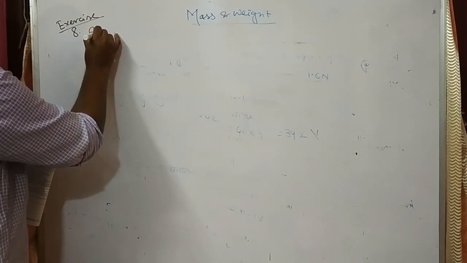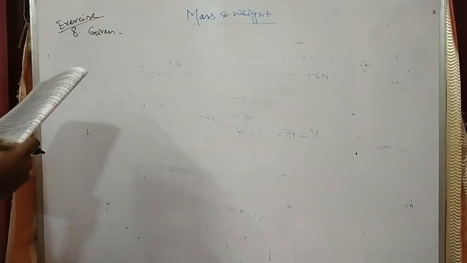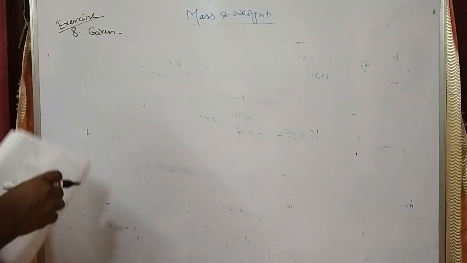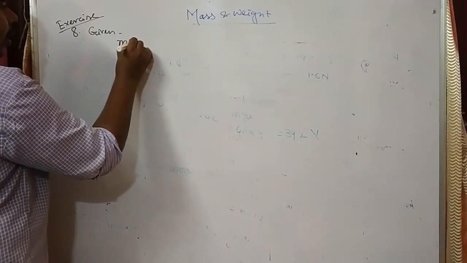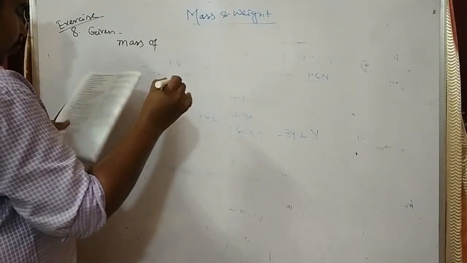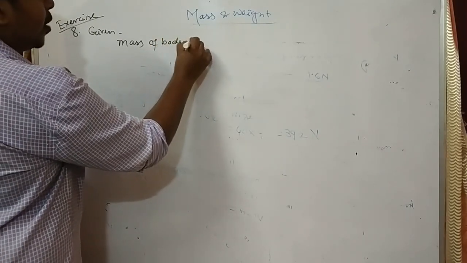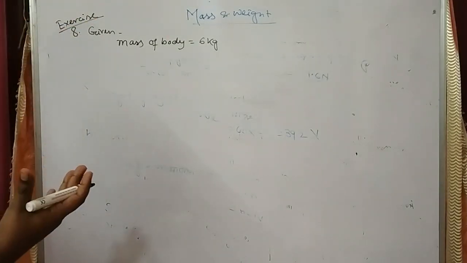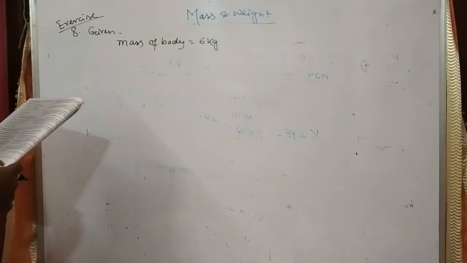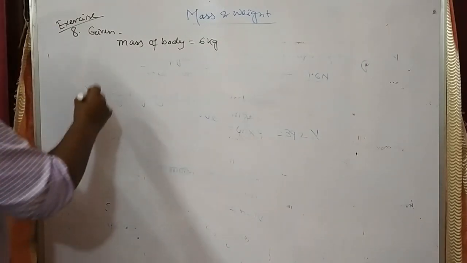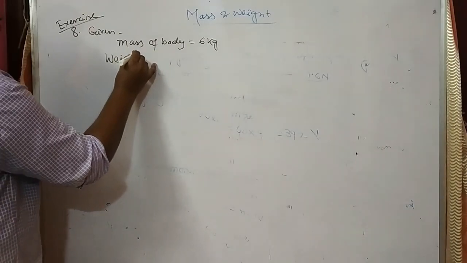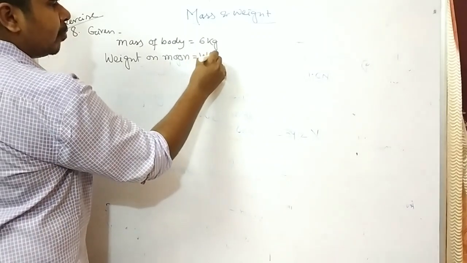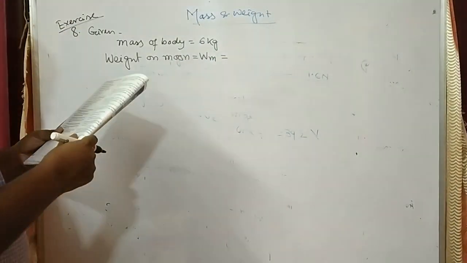And what thing is given to us? Number 1, the weight of the boy of mass 6 kg on moon is 10 Newton. So mass of body, that is given 6 kg, because kg is the unit of mass. Whenever we see kg, definitely it is the mass. And the weight of that mass on moon, so weight on moon, that is Wm, and that is equal to the given 10 Newton.